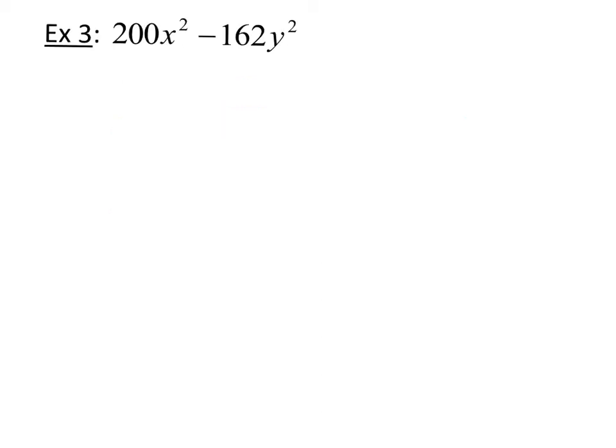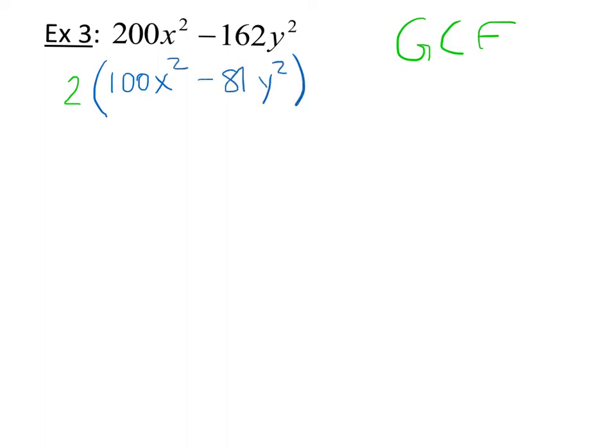In this example, I'm a little confused because I know 200 is not a perfect square and 162 is not either. What we have lurking is a GCF, because there's a number that I can factor out of 200 and 162. And the biggest number that goes into both of them is 2. What would be left over is 100x squared minus 81y squared. And that's a good thing because 100 is a perfect square and so is 81. So I know that I'll be able to use my a plus b, a minus b factoring technique.